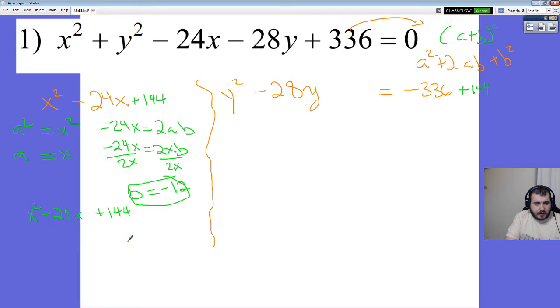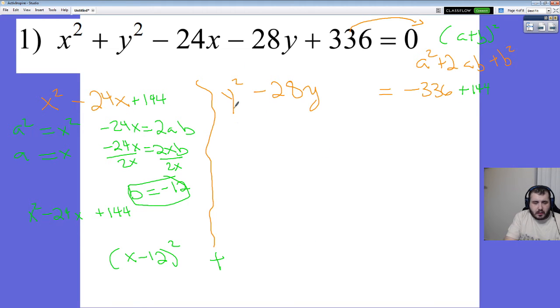So now I can come down here where my final answer is going to go, and I can say, well, a plus b, well, that's x minus 12, the quantity squared, and now I've done my x. I've completed the square here. Now I'm going to do the same thing for y.